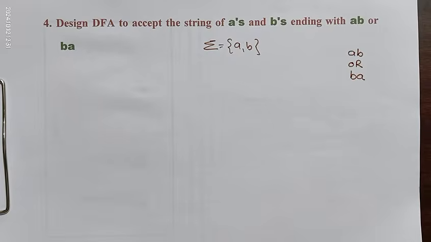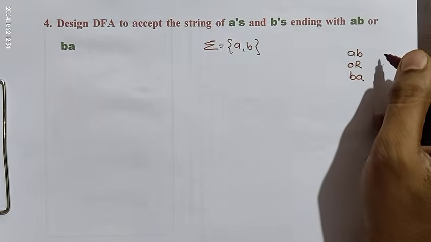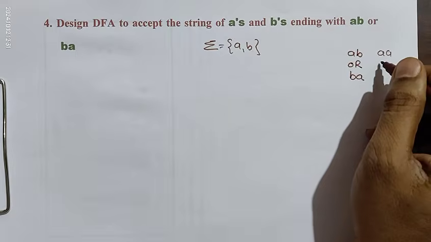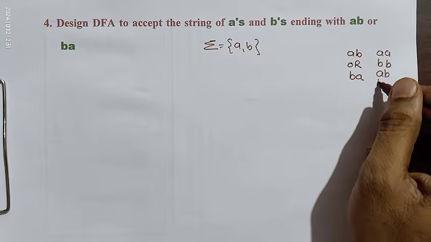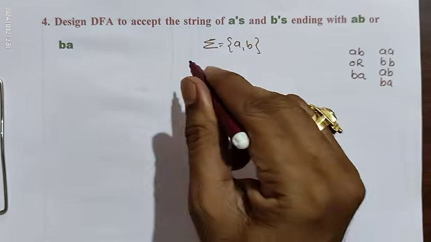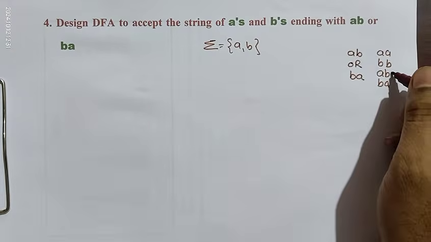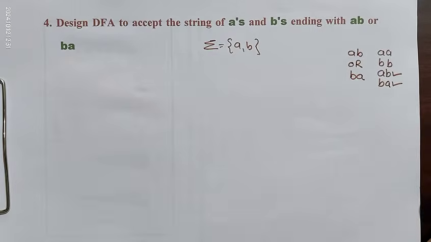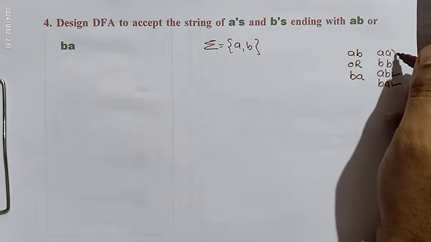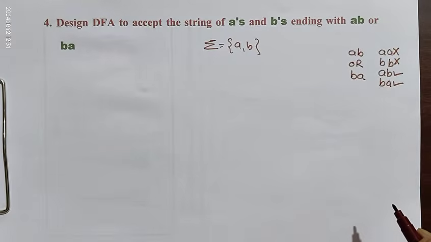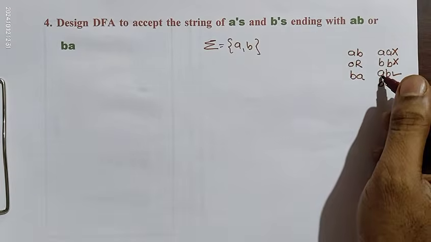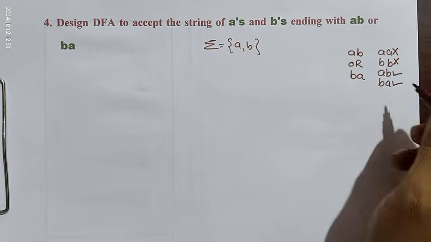If two input symbols are there, then the two-symbol combinations are AA or BB, AB or BA. So how to design a DFA to accept the string ending with AB or BA? You can say it does not end with AA or does not end with BB. At least the length of the string is 2, either AB or BA.